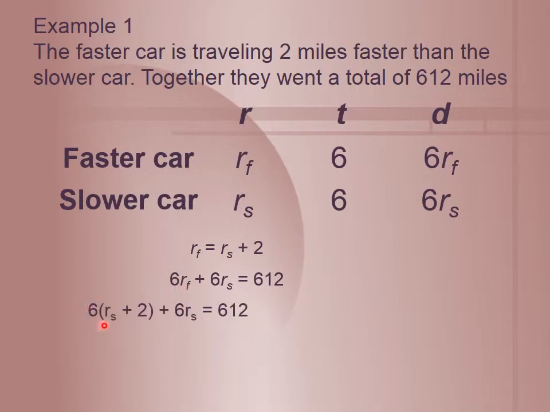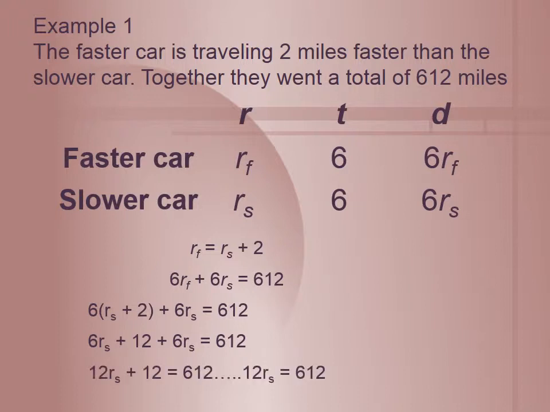So it's going to look like this. 6, but instead of saying RF, I'm going to say RS plus 2 because that's what RF is equal to. And then plus 6RS equals 612. So now I just need to solve for R of S. So I distribute: 6 times RS is 6RS. 6 times 2 is 12. Then I have the plus 6RS equals 612. Combine like terms, so I have 12RS plus 12 is equal to 612.